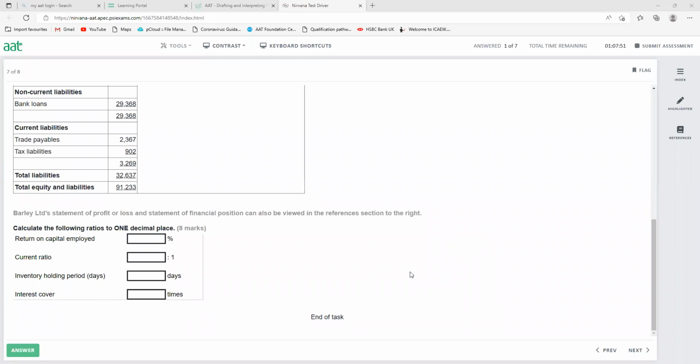So you can see here, they're asking you to calculate some ratios. So you need to calculate ROCE, return on capital employed. And you have a current ratio, inventory holding period, interest cover. Only 4 ratios you have to calculate. Remember that this question is very common, easy 8 marks. If you just know the formula, you'll get a very easy 8 marks in the exam.